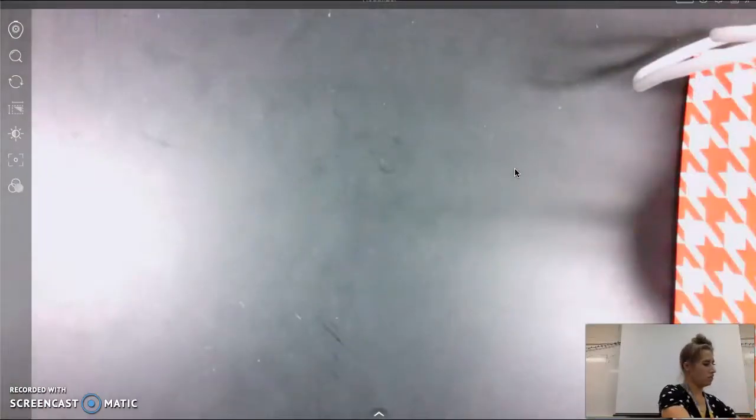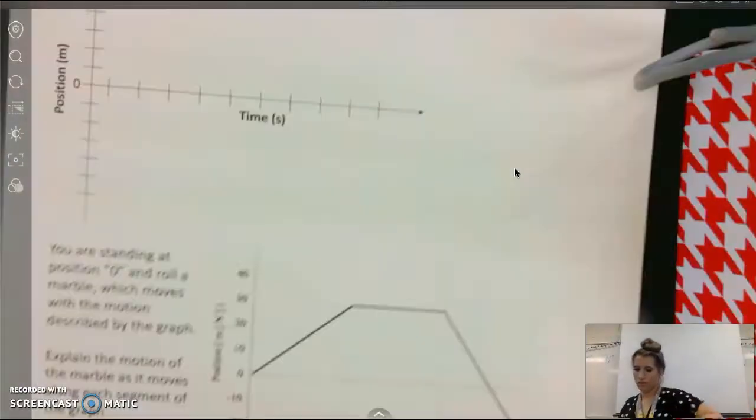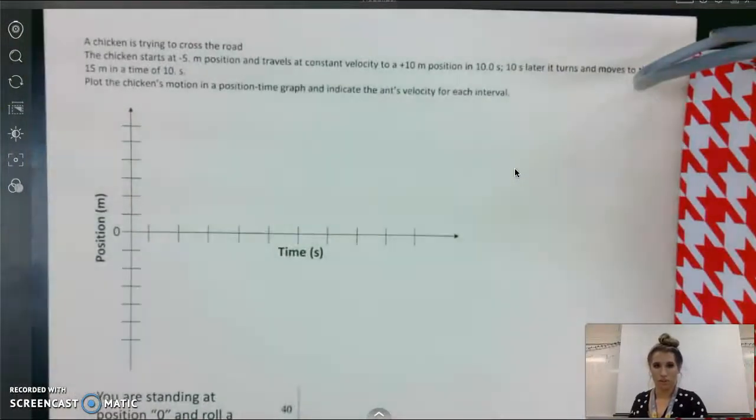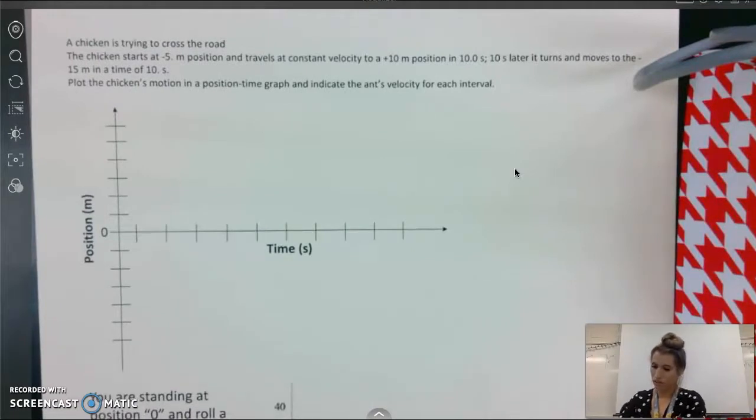Okay, let me grab our next page here. Okay, so now we're going to do a different position versus time graph. We have a chicken trying to cross the road. The chicken starts at a position of negative 5 meters and then travels at a constant velocity to a positive 10 meters in 10 seconds. Then 10 seconds later, it turns and moves to the 15 meters, and it took 10 seconds.